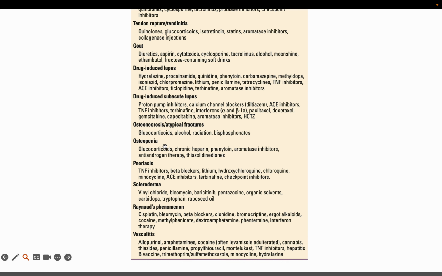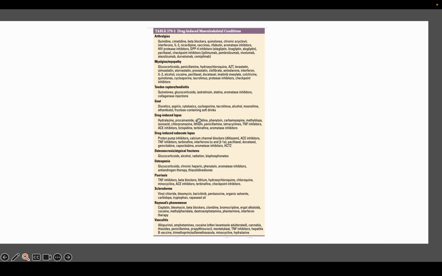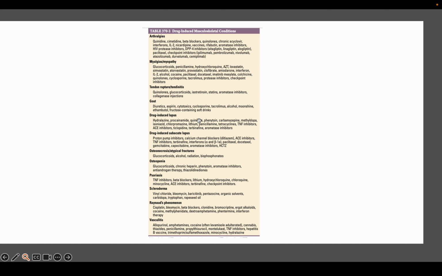And drug-induced lupus, osteopenia, and psoriasis can all be caused by drugs. If you want to remember, you can remember the entire list that is present in Harrison's. If you want, you can remember the list.